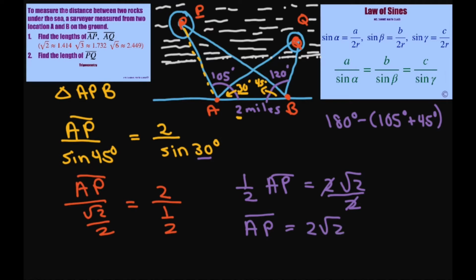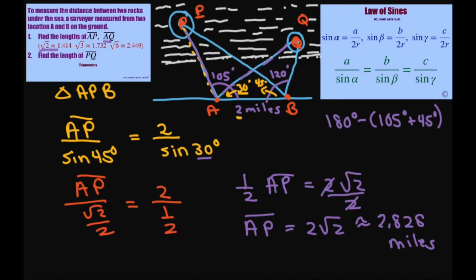And this information is given to us, square root of 2, so just multiply that by 2, and this gives you approximately 2.828 miles. All right, so we got this length here. Now we need to find AQ. AQ is this length here.